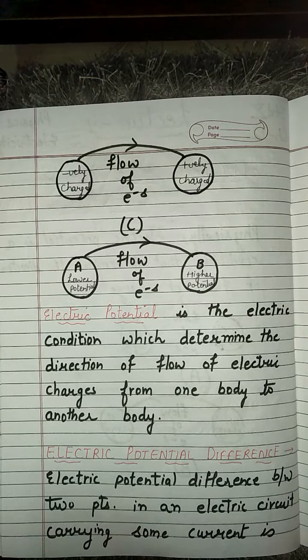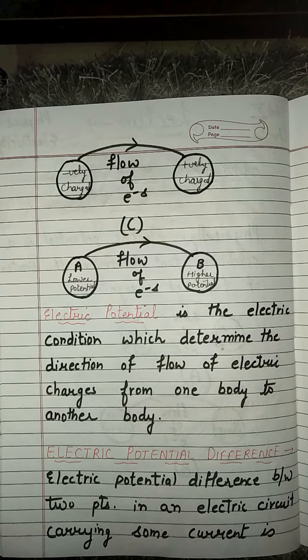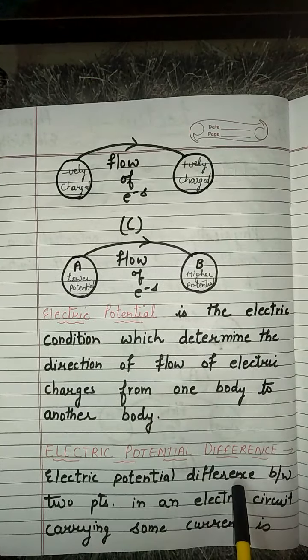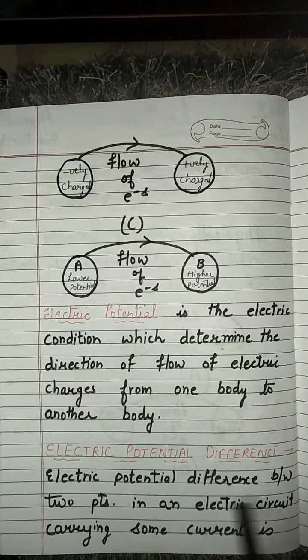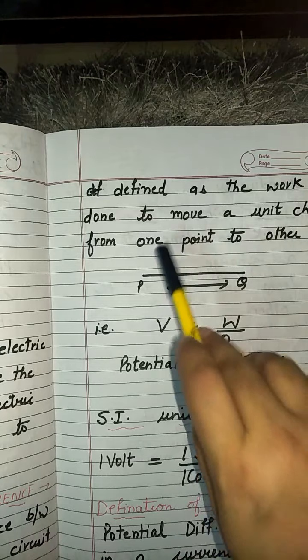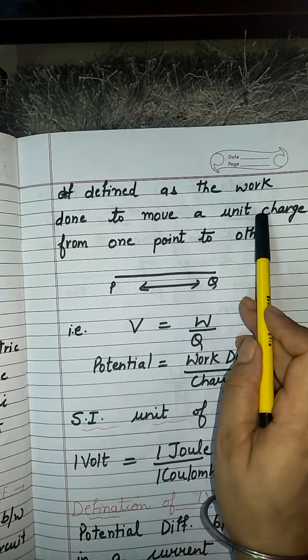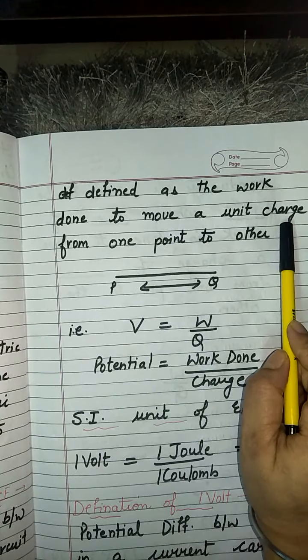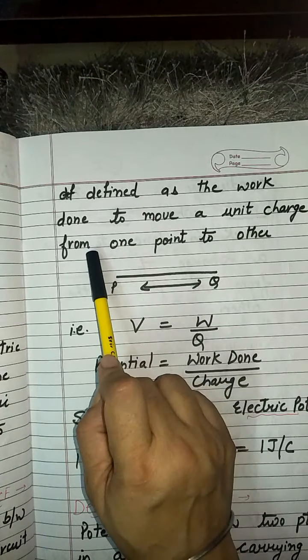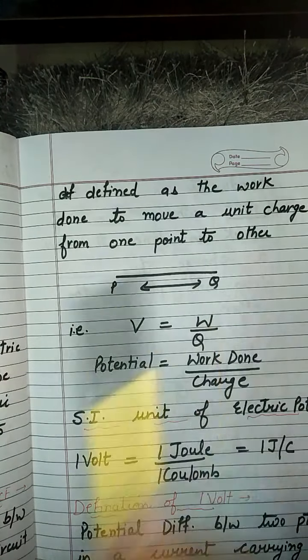So then potential difference will be what? It is the amount of work done by the charge to move from one point to the other. So this is your definition of electric potential difference. Electric potential difference between 2 points in an electric circuit carrying some current is defined as the work done to move a unit charge, one charge, from one point to the other.